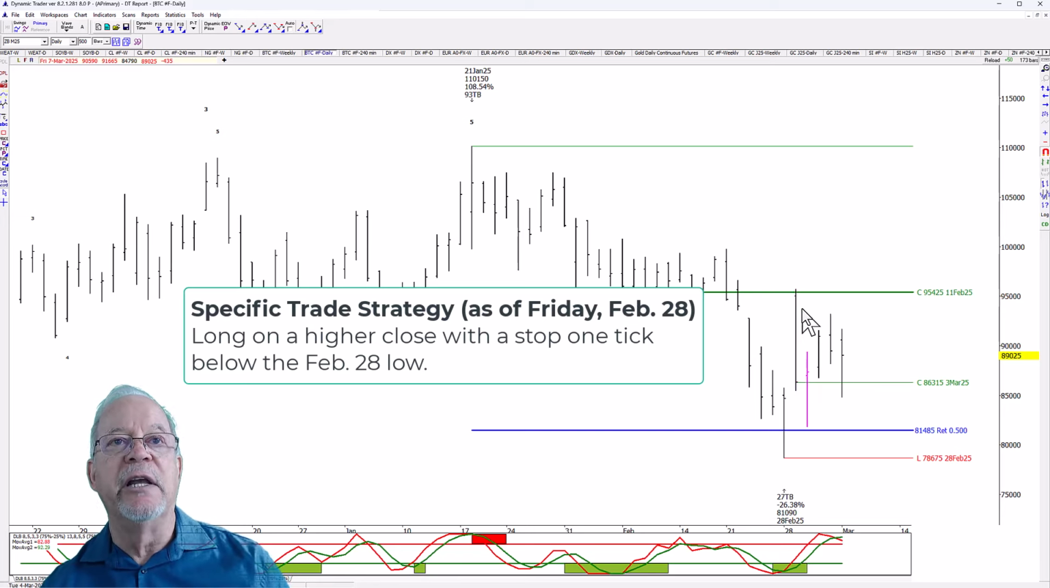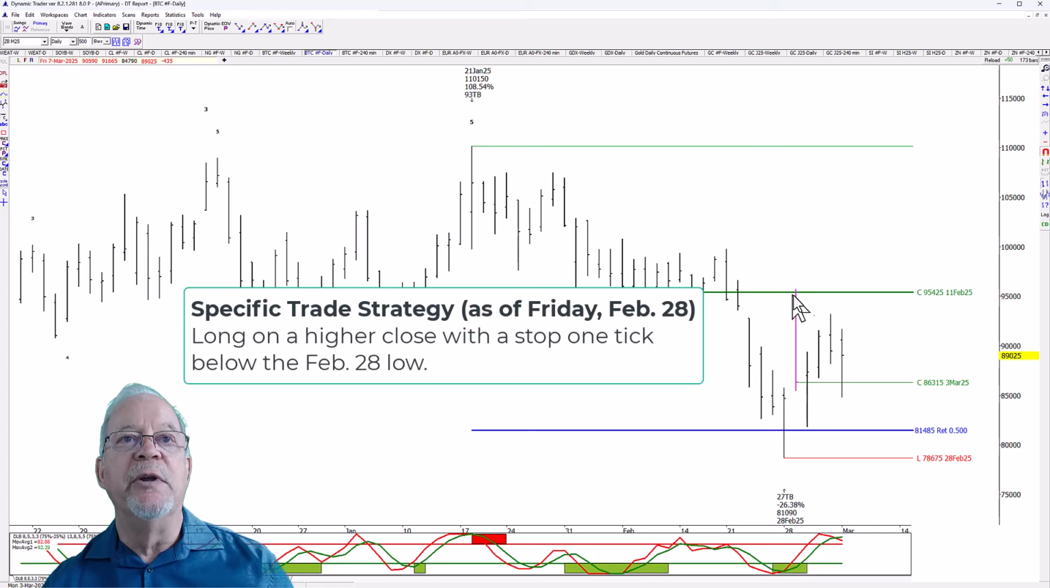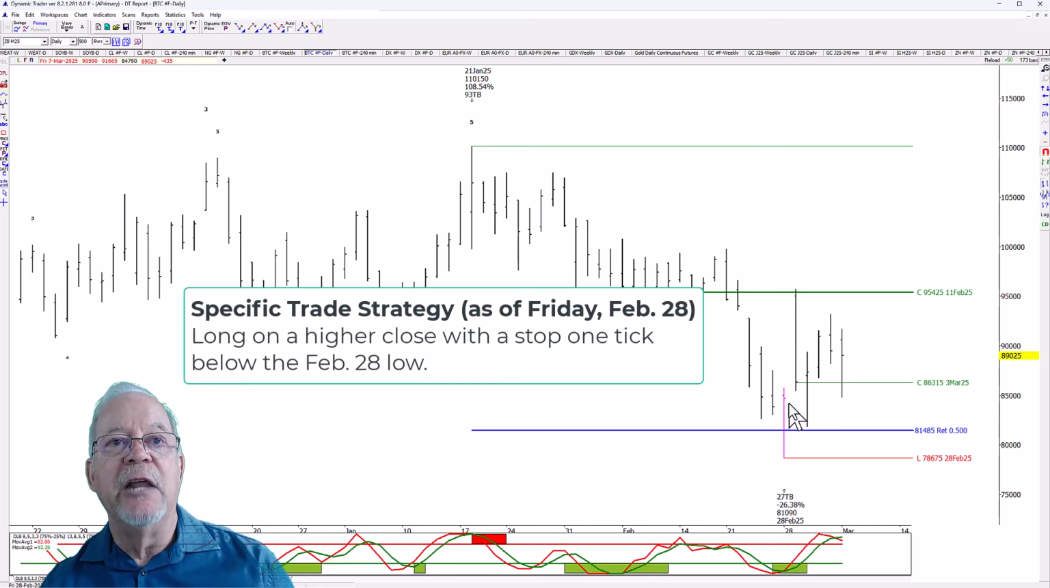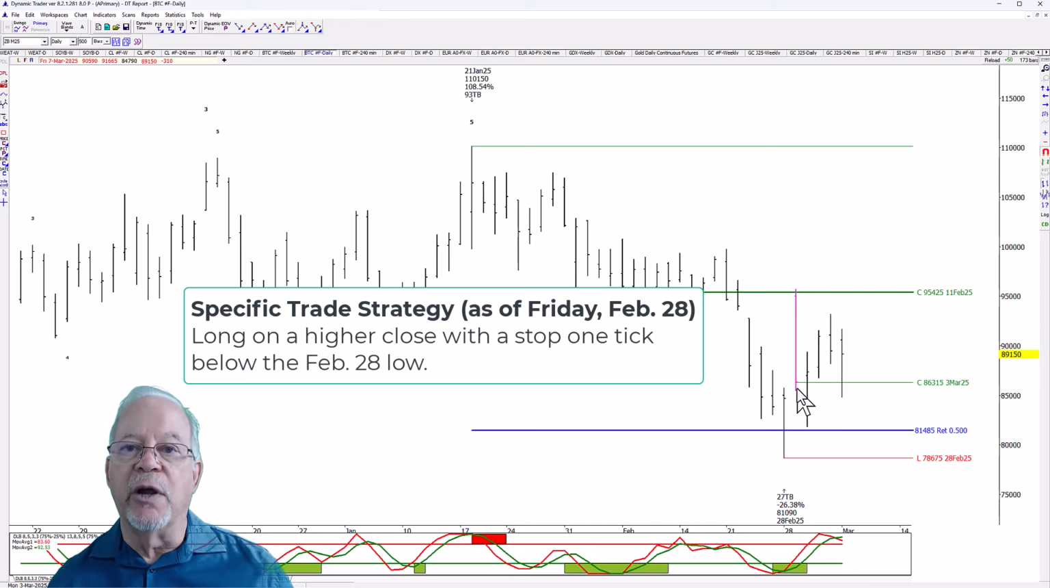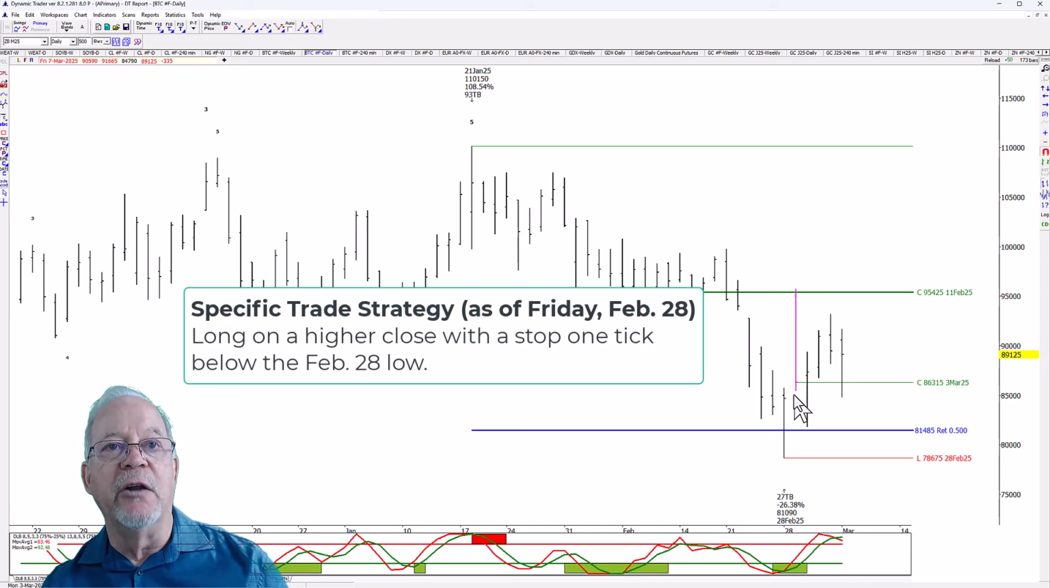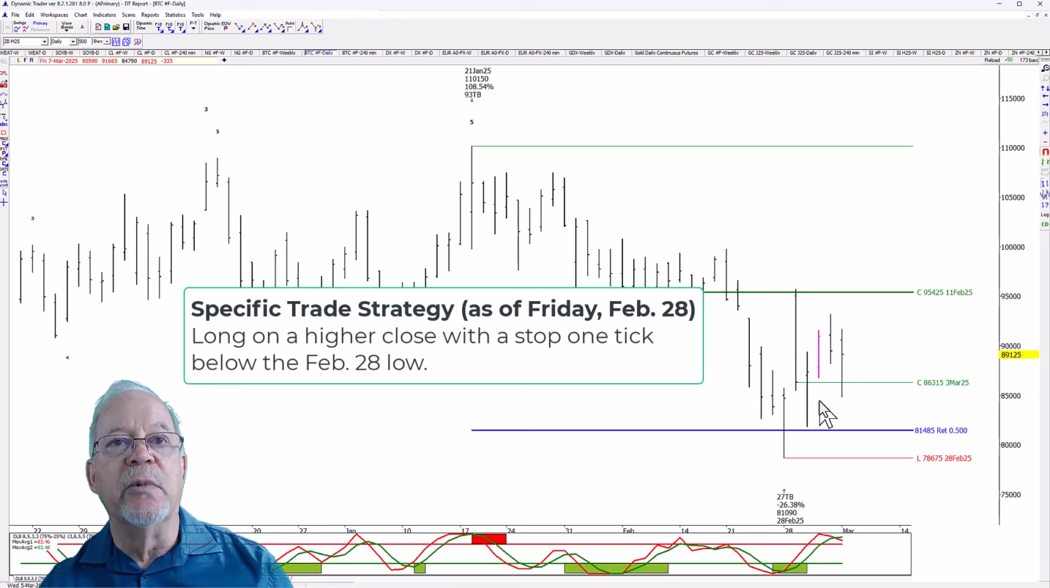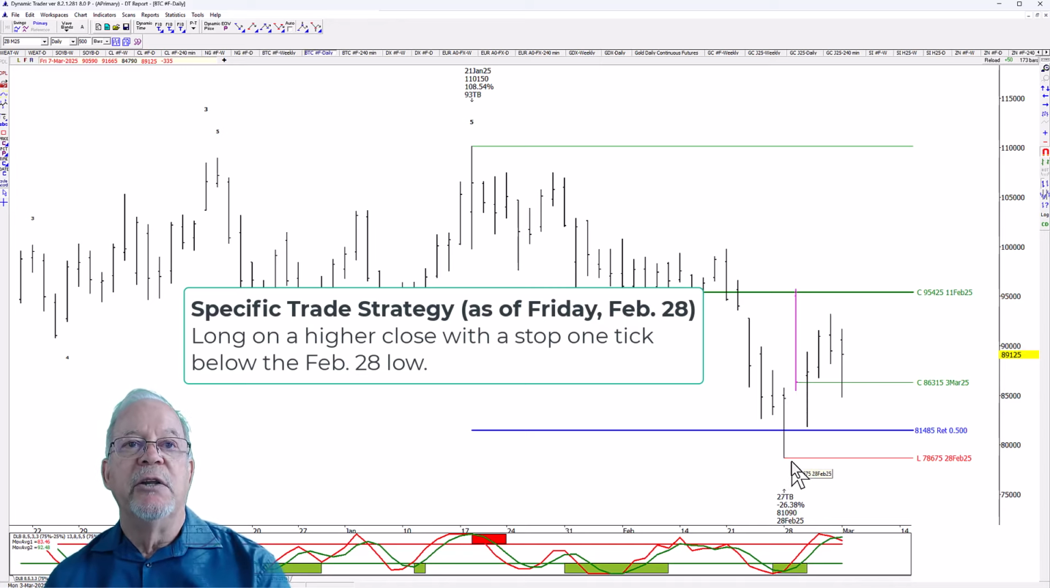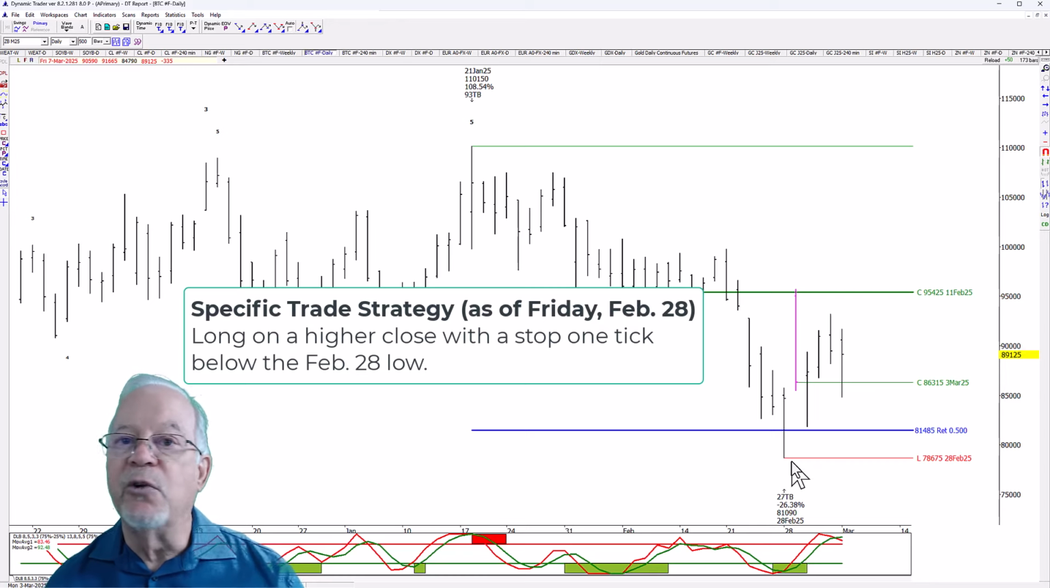Crazy day. Again, it was a news day. Opened way gap up here and then closed just up modestly. Well, that was the trigger to go long because our trade strategy was to go long on a close above the February 26th close. So we're long at that point with a stop below the prior week's low. That's the February 28th low.